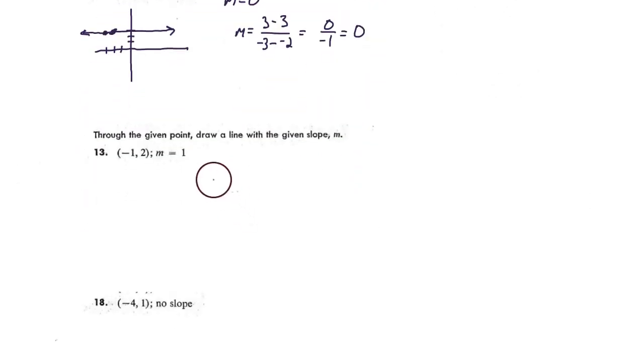Number 13, through the given point, draw a line with the given slope. So we need a grid. Left 1, up 2. There's negative 1, comma 2. Now what does it mean m equals 1? That's telling us the slope is 1. Or if you think of that as a ratio, 1 over 1. That's rise, that number is run. So from this dot, we want to go up 1 unit, right 1 unit, and draw the uphill line through.